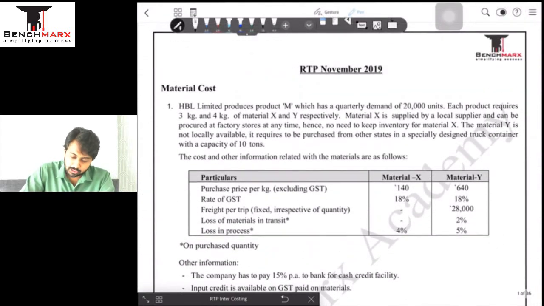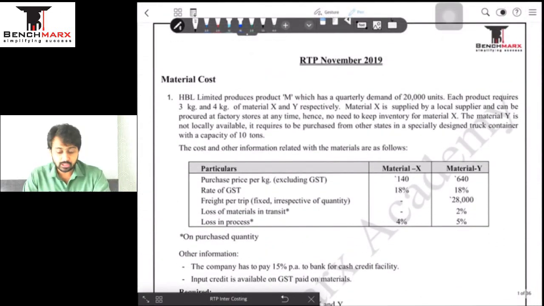So material cost, we are doing RTP of November 19. Question 1 is on material cost. Let us start please. Question 1, on material cost. Let's read. A company produces a product M. So I am producing product M, which means product M is my FG. Which has a quarterly demand of 20,000.